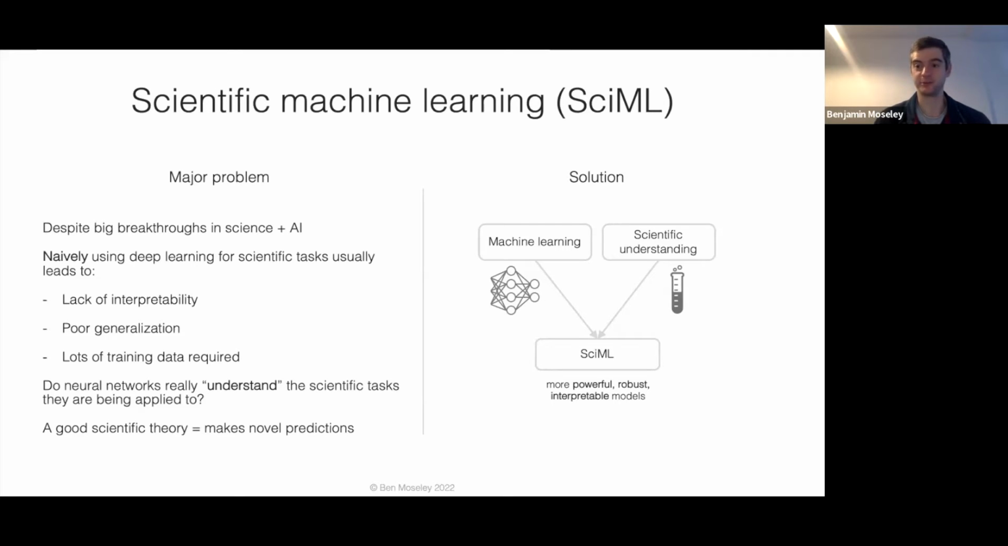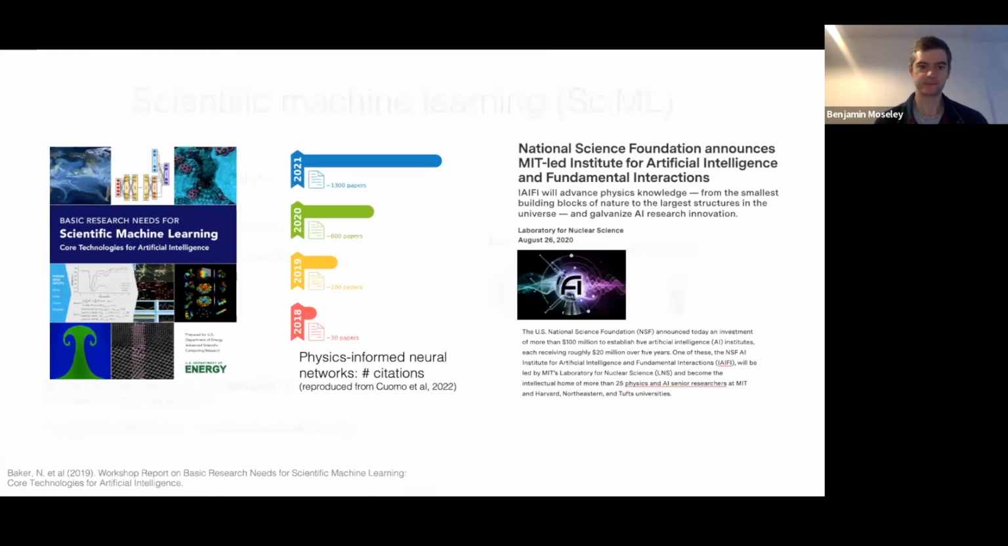So I think this is a super exciting field, and there's a lot of stuff going on towards this idea. For example, there have been workshops, and some of the key papers, specifically on physics-informed neural networks, have had a number of citations growing massively, and there's been a lot of money put in. For example, this IAIFI lab at MIT, trying to combine fundamental physics and machine learning together.